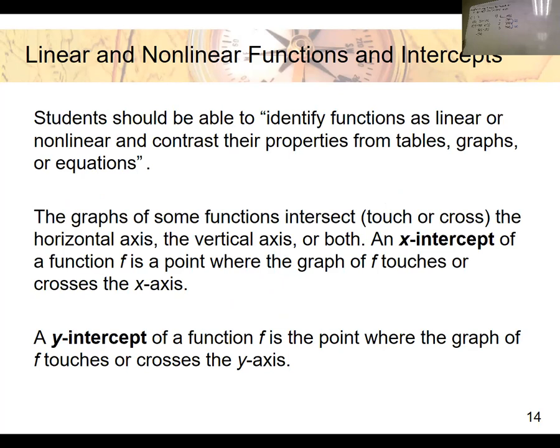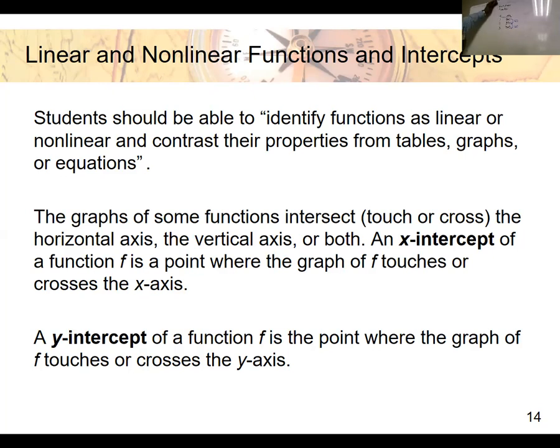All right, and this is just what students should be able to do: identify functions as linear or nonlinear and contrast their properties from tables, graphs, or equations. Here, the graphs of some functions intersect or touch or cross the horizontal axis, the vertical axis, or it could be both. So this is the definition of what an x-intercept is. An x-intercept of a function is a point where the graph of the function f touches or crosses the x-axis.